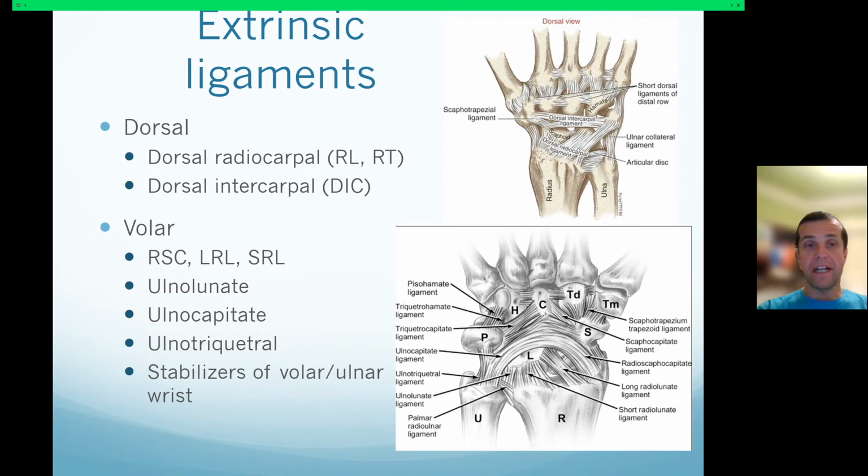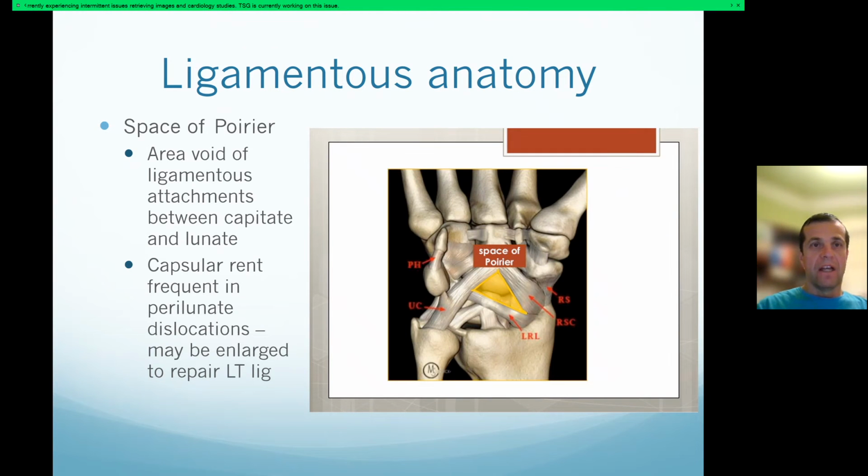On the volar side, we have the radial-sided ligaments, which, starting from the radial styloid, are the radioscaphocapitate and the long and short radiolunate, which stabilize the radial side of the wrist. And then we have the stabilizers of the ulnar side of the wrist, which are the ulnocapitate, ulnolunate, and ulnotriquetral ligaments.